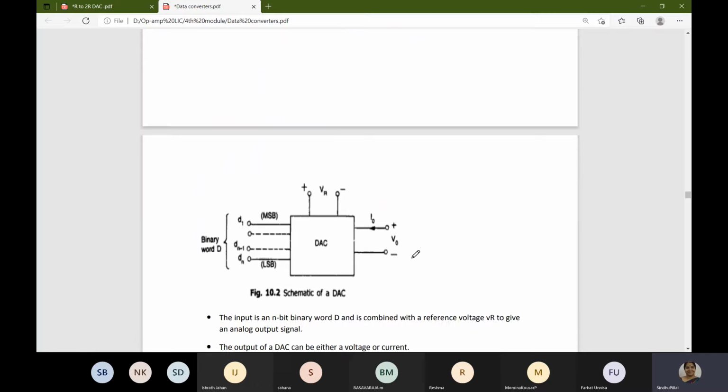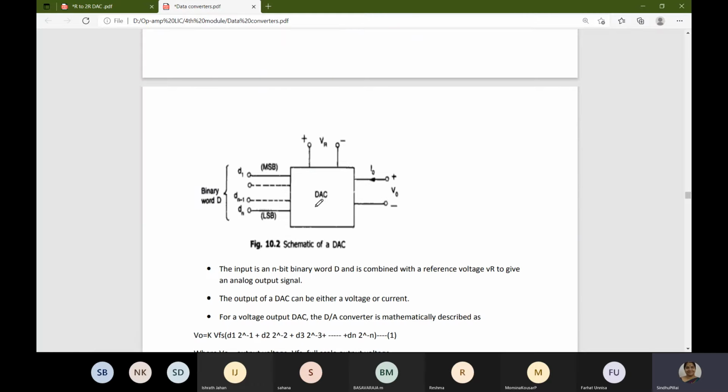Now we'll see what a DAC looks like. DAC is digital to analog conversion, as the name indicates. The input is digital, that is, bits, and the output is an analog signal. These bits have one LSB and one MSB, the least significant bit and the most significant bit. You have the bits from D1 to D7; you can represent them with B also, B1 to B7.